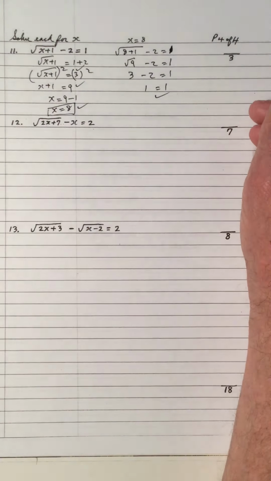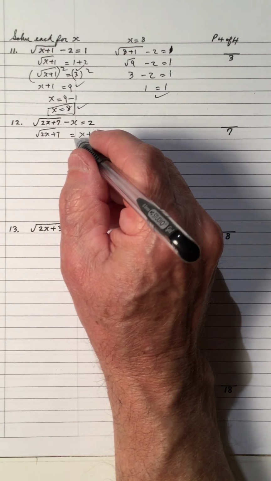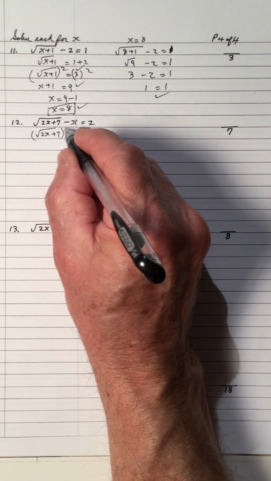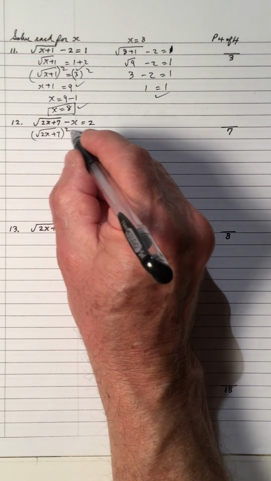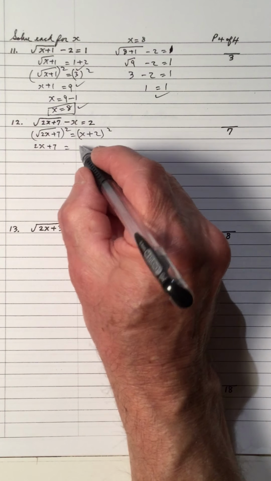Again, we have to isolate the root by itself. The minus x moves on to become a plus x. After we have that done, then we square both sides. So the root of 2x plus 7 squared is 2x plus 7. And we got x plus 2 all squared. So let's do the shortcut.